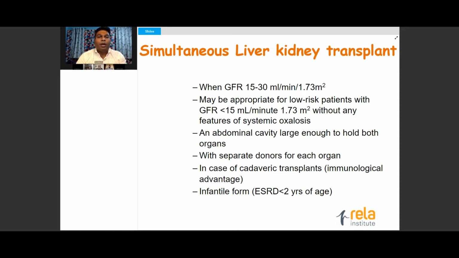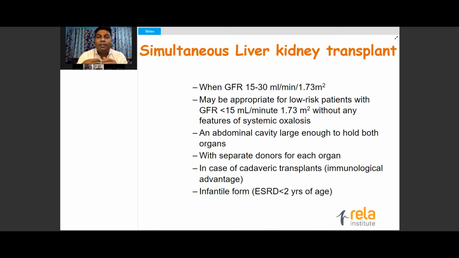So coming to simultaneous, which is in the same sitting, we do a liver and kidney transplant. In a cadaver setting, it has an advantage that if the liver comes from the same donor as the kidneys, the rejection rates are low. But in a live-related setting, when both organs come from two different people, it doesn't make sense to do a simultaneous liver kidney. Also, there is always a worry that if we do a simultaneous liver kidney transplant, the body will mobilize all the oxalate from the bones and muscles and clog and damage the kidney.